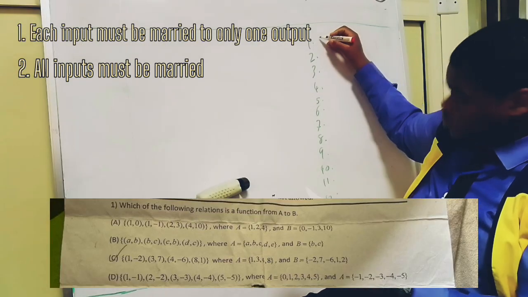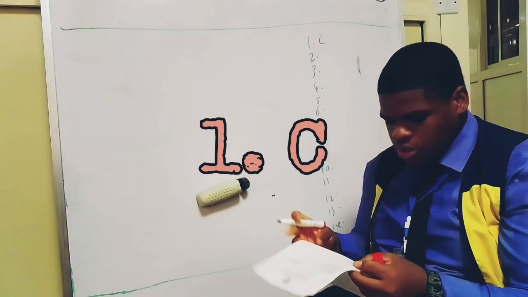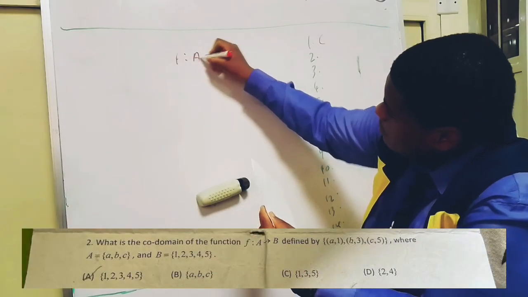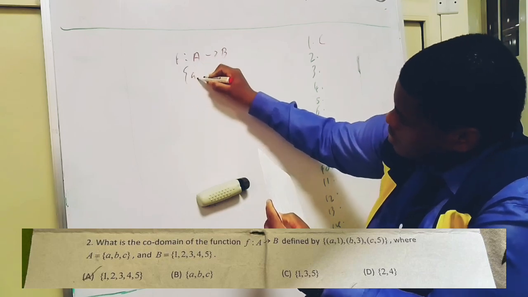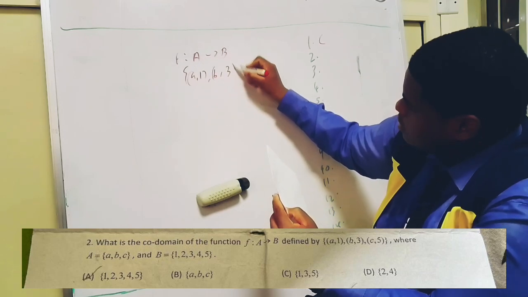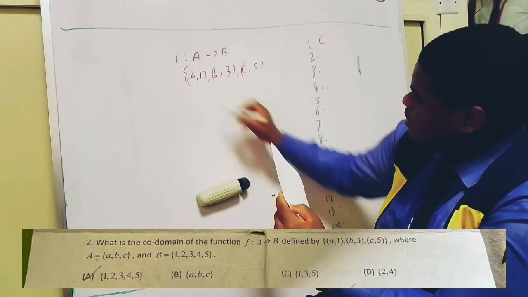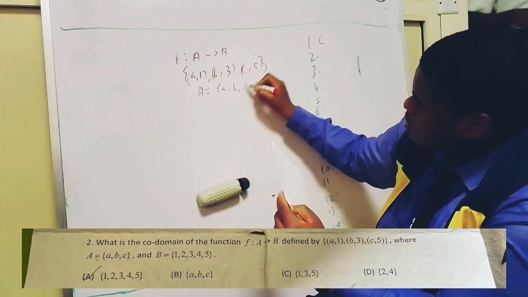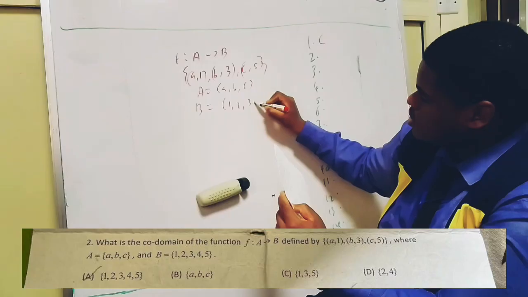Okay. Question one is C. Question two now. What is the codomain of the function f mapping from A to B, defined by A maps to 1, B maps to 3, and C maps to 5, where the set A is equal to {a, b, c} and the set B is equal to {1, 2, 3, 4, 5}?